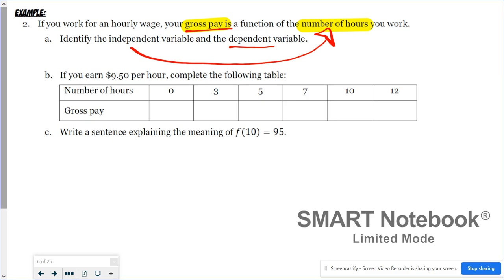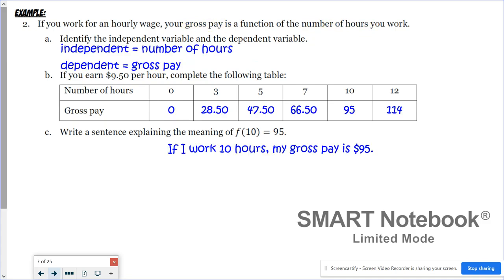Okay. So if I'm making $9.50 an hour and I don't work any hours, like my gross pay is going to be zero, right? Obviously, although I would love to make money for doing absolutely nothing, but yeah, that's not going to happen. Now, how would I figure out how much my gross pay would be if I worked for 3 hours? You're right. I would just have to do some multiplying. So 9.50 times 3 and so on. And that's how I would complete the table. Okay. And so like I already did that here.